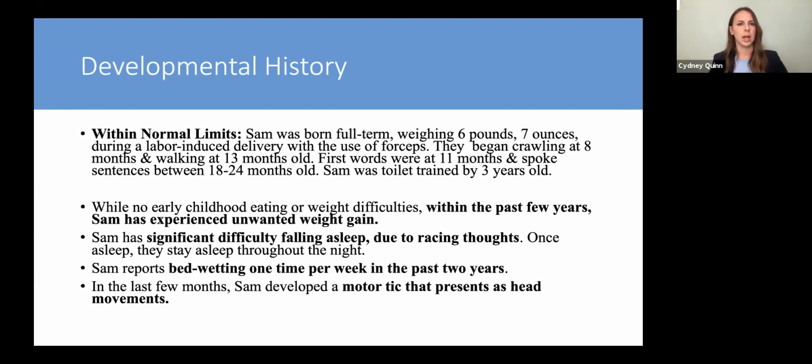And mom questioned what was going on. What did that really relate to? Was there a medical issue? Is there something going on with the mental health aspect? And then they didn't note any major motor tics during early childhood. Mom couldn't recall seeing any, but in the past few months, they started to notice that Sam had some motor tics such as head movements, a lot of twitching in the neck, and that was present during the evaluation process as well.